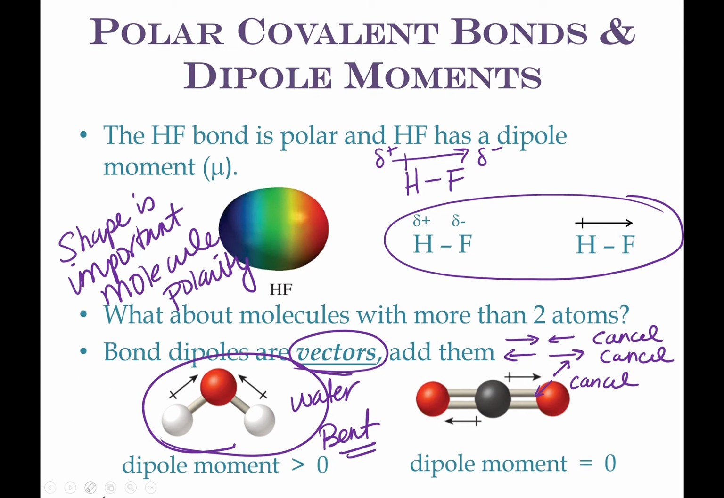Now, carbon dioxide, which is written over here, we can see that carbon is 2.5 and oxygen is 3.5. So this is a difference of 1 each. And they're going to point away from each other and cancel out. So the dipole moment here is equal to 0. Now you don't need to know the value, you just need to know that it's not 0 in order to tell me that the molecule is polar.